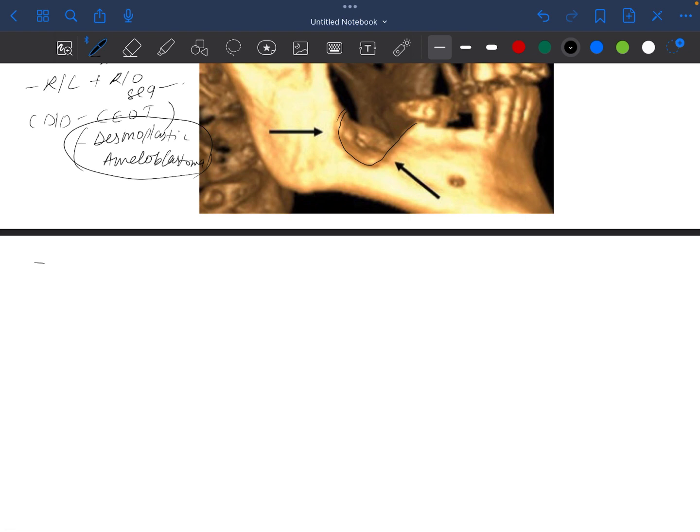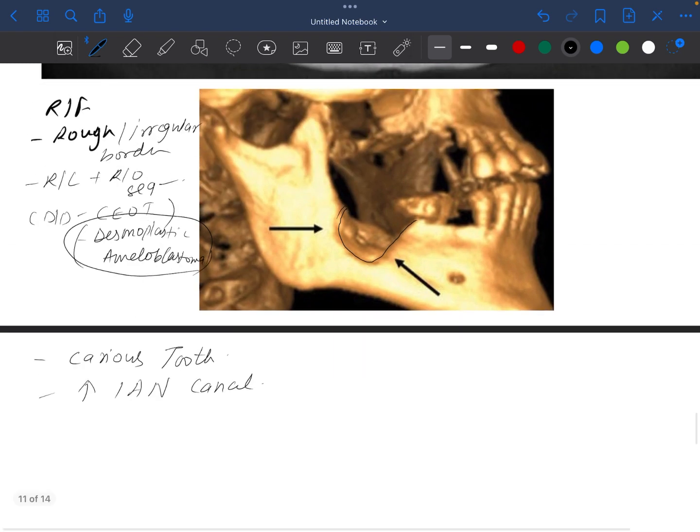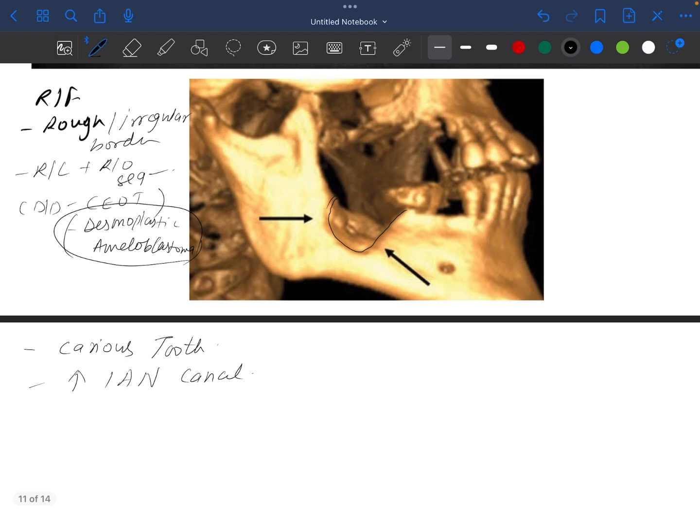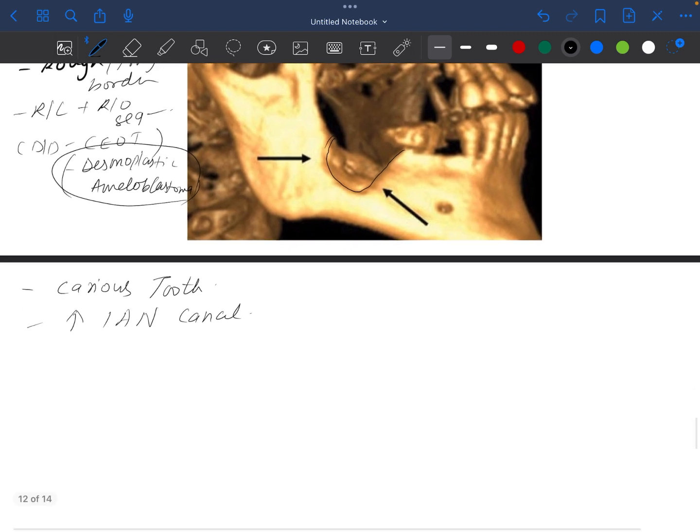Most of the time it will correspond to, or be related to, a carious tooth. Most of the time, but not always. It will be above the inferior alveolar nerve canal in the mandible specifically, okay? There are certain lesions which are above the inferior canal and certain lesions which are below the inferior canal, right? If you have a radiolucent lesion below the inferior canal, it is very unlikely to be osteomyelitis and more likely to be a Stafne's cyst or some other pathology.